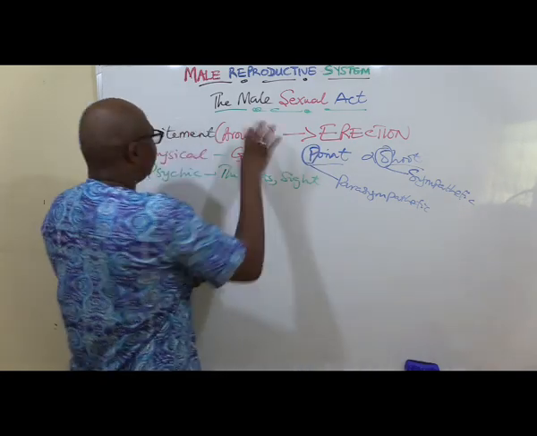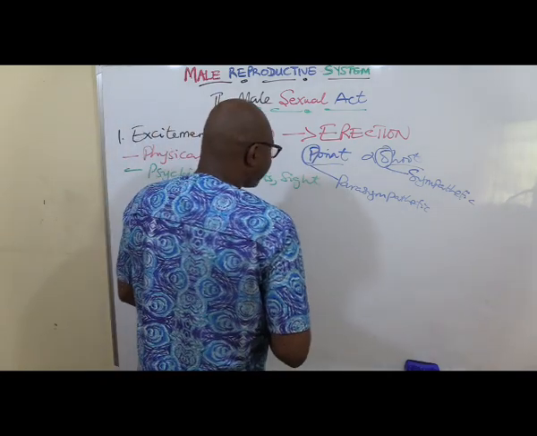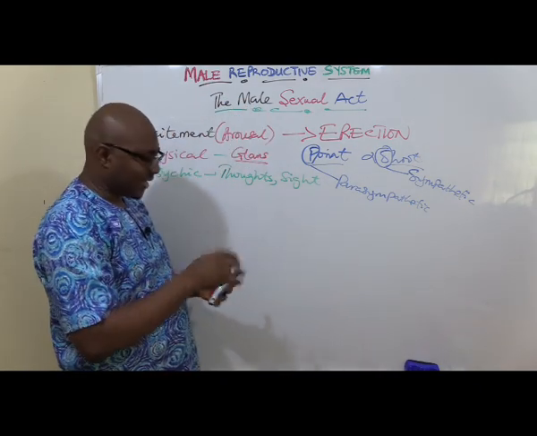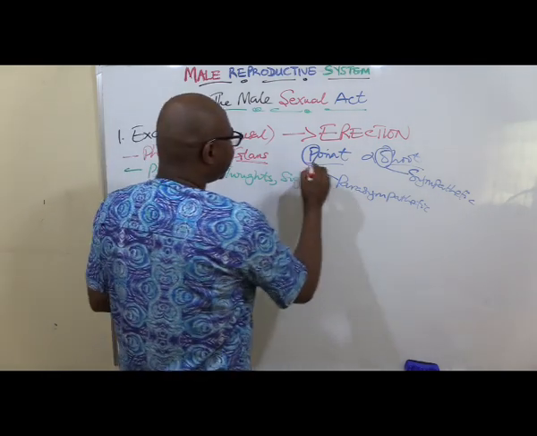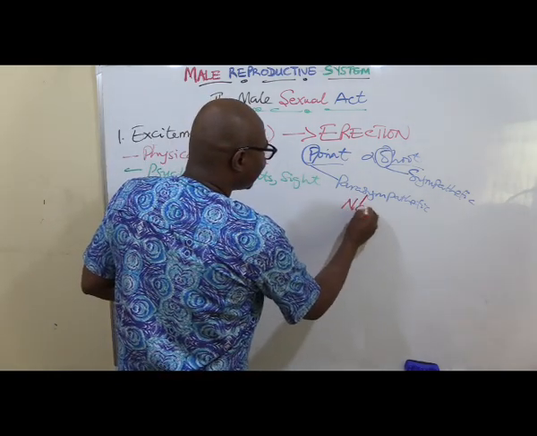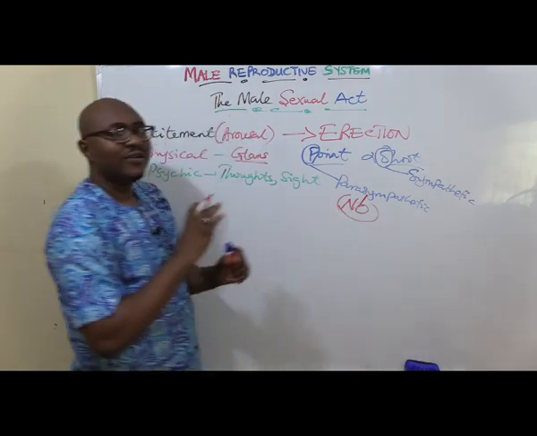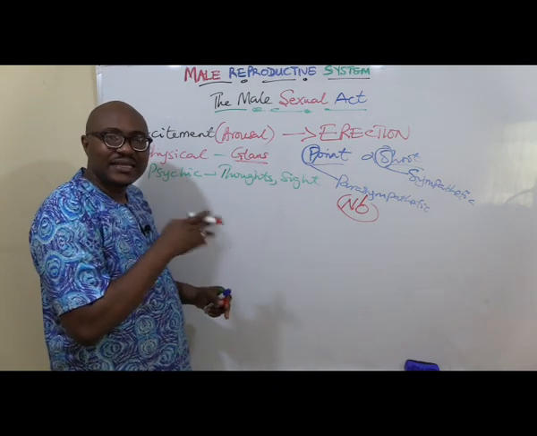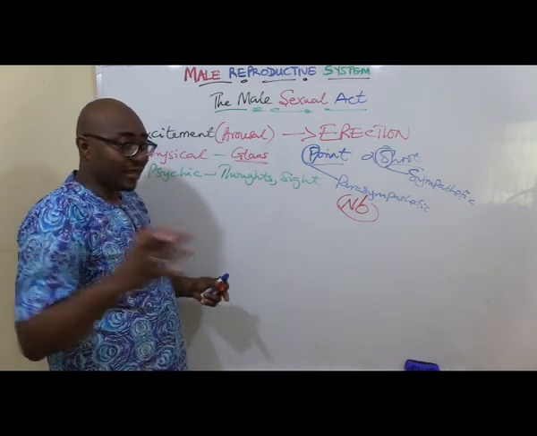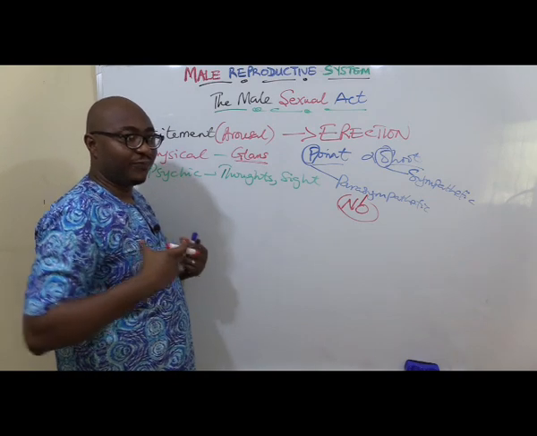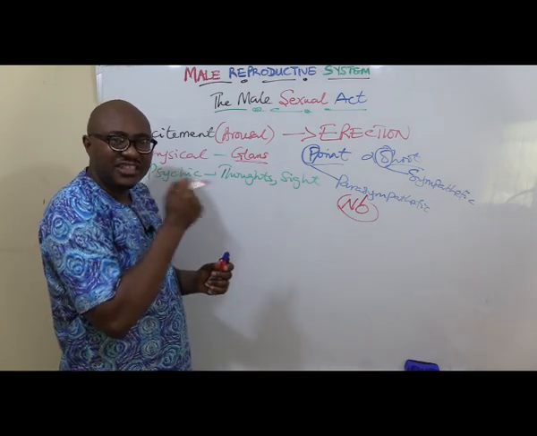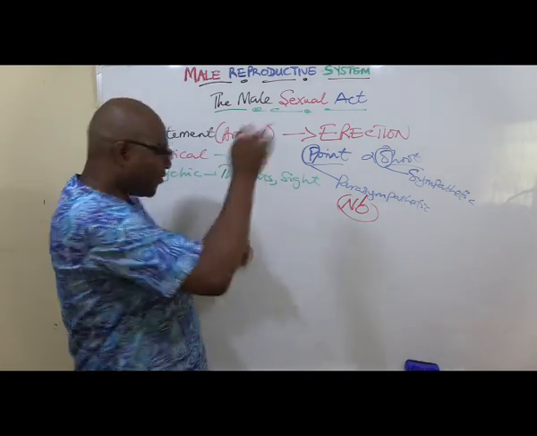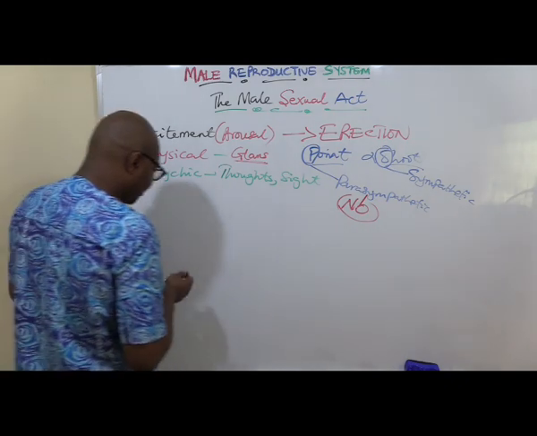So the manifestation of this is erection, and that is due to the parasympathetic nerves. They release nitric oxide, which is a well-known vasodilator. So it dilates the vessels in the penis, and a lot of blood flows there. Blood flowing to the spongy tissue of the penis makes it swell. That's what makes it erect. All right, let's go to the next stage.